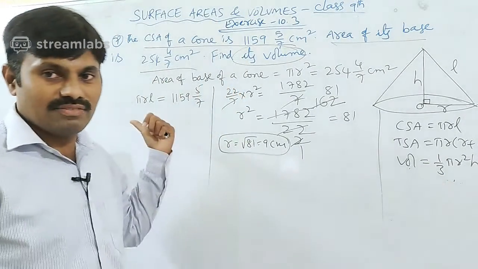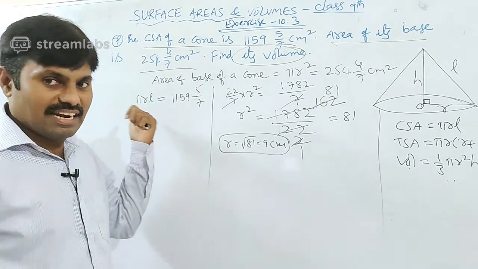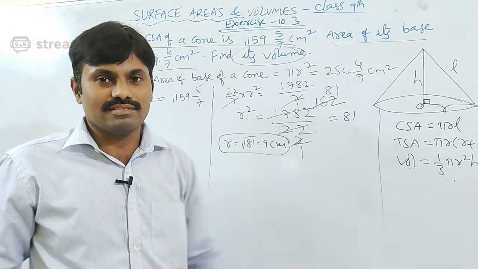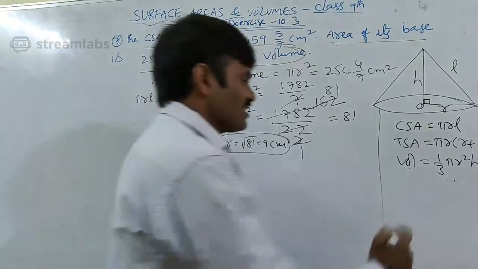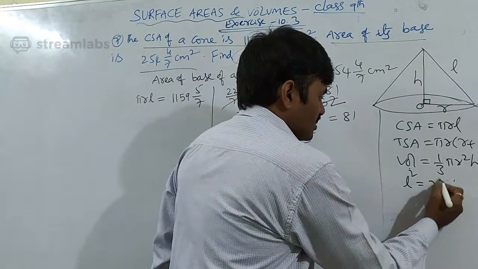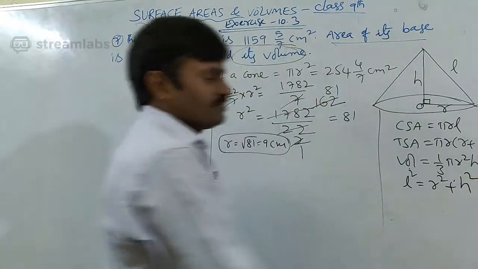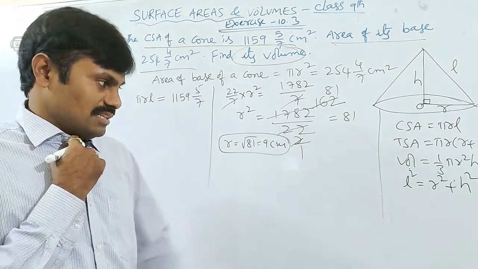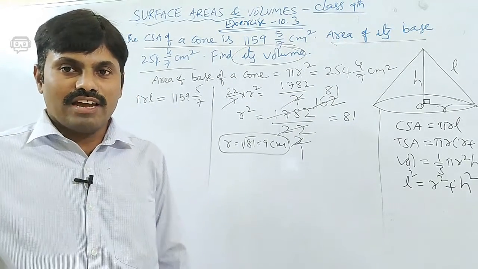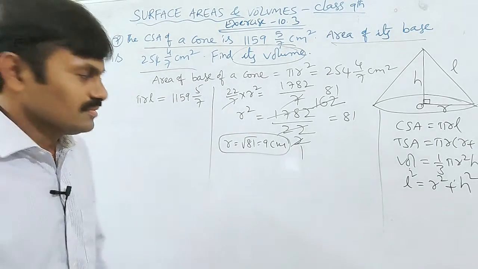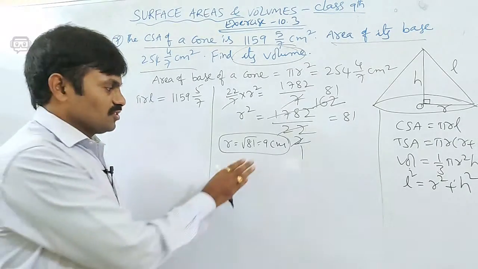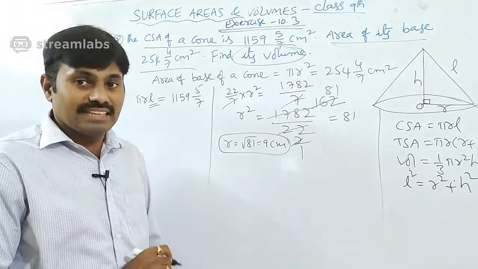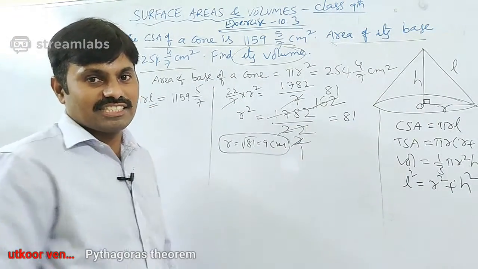If we use this relation, we get l. So by using l and r, we can find h. How can you find the h? We know the relation l square is equal to r square plus h square. So by using this relation, we can find the value of h. So what is my first step? I found the value of r. My next step is finding l, and then substituting in this relation.